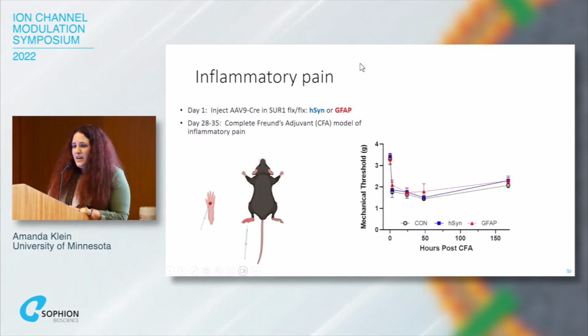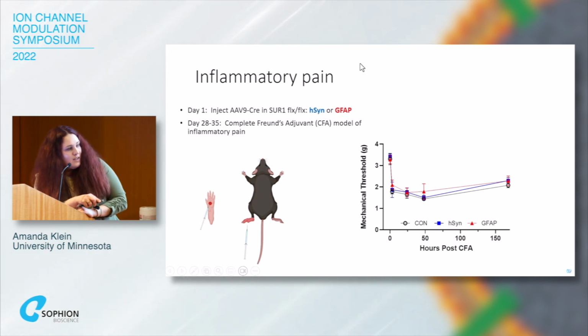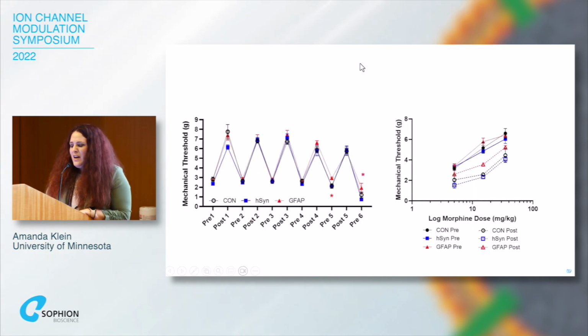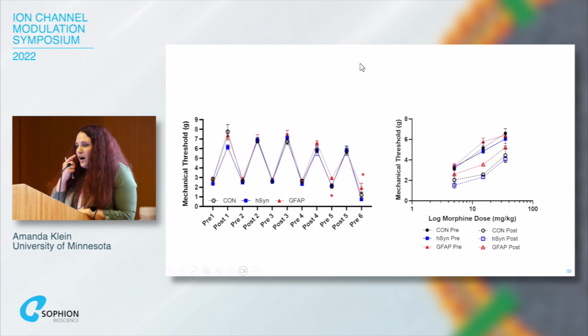Largely acutely, when we looked at mechanical thresholds after CFA, you can see that they decrease after injection. It's exactly what you should see. However, there's really no difference in the neuronal promoter or the GFAP promoter animals. And when we did the morphine tolerance paradigm, very, very few differences between the control animals, the neuronal promoter, or the GFAP promoter. So if you're wondering, well, there's not much going on, I would agree, not much going on.